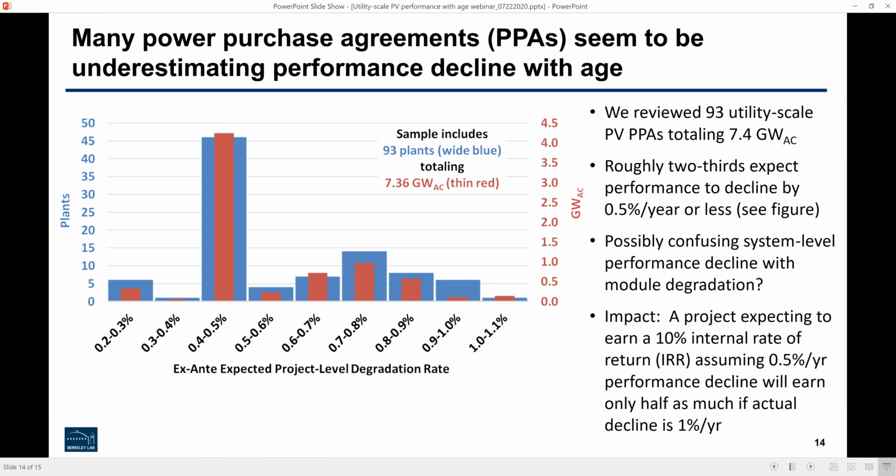And you know, I guess I would just caution against using something as low as 0.5 for system level decline. I think that's more of a module number. You know, it could be that some of the newer systems, some of the newer technology that's coming out, could potentially hit those numbers, but in general, developers are going to want to be somewhat conservative when estimating these numbers.